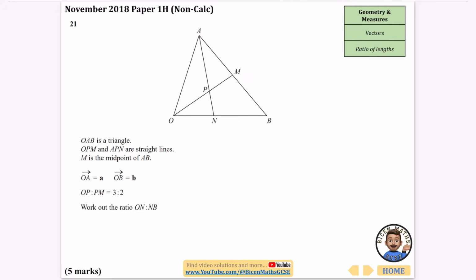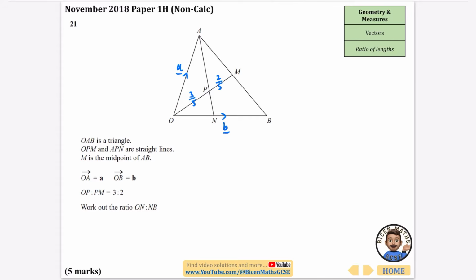So we're just going to get started and label that we know this is A, and we know this whole vector along the bottom is B. They tell us that OP to PM is 3 to 2. So that means that this is 3/5 and this is 2/5 of the whole line that we've got here. And we're definitely going to have to use that at some point. It wants us to work out the ratio of ON to NB.